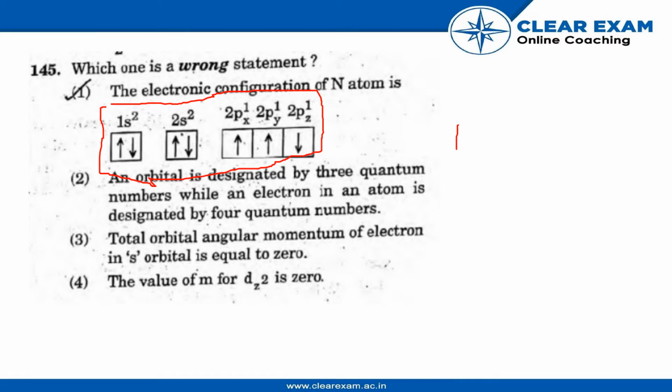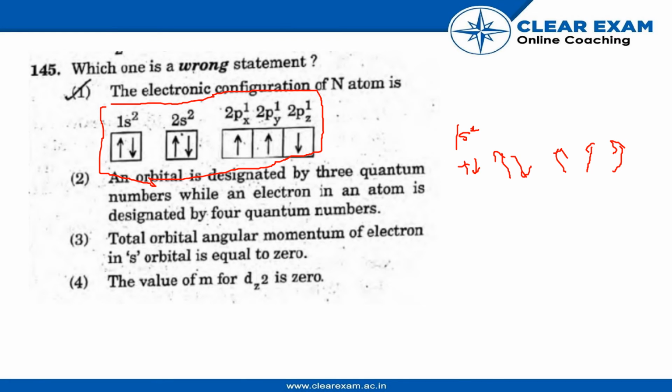So it is 1s2. Let me just put the symbols. So 1s2, 2s2, this is 2px1, this is 2py1, and this is 2pz1.